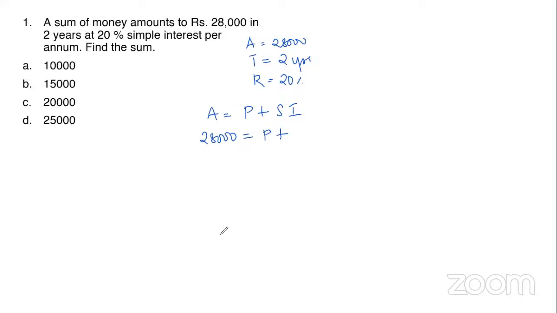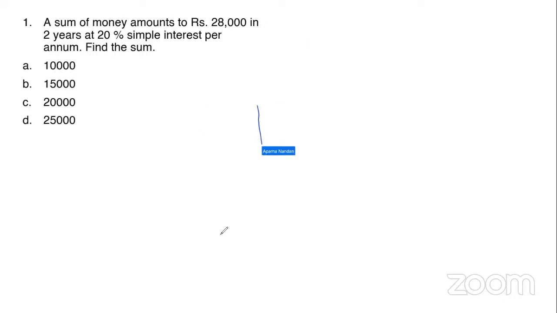So here the question is: a sum of money amounts to rupees 28,000 in 2 years at 20% simple interest per annum. Find the sum. Okay, that is the question. So what you have to do here is, you know that after the simple interest, after 2 years, the amount has become 28,000. The time is 2 years and the rate is 20%. So what is the formula to find out simple interest?